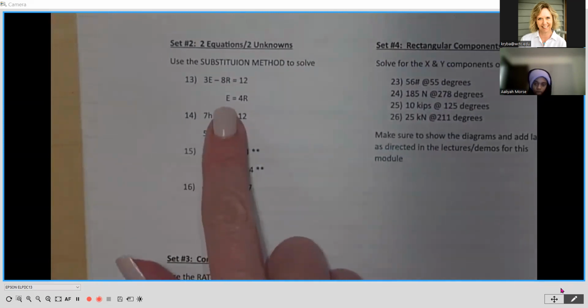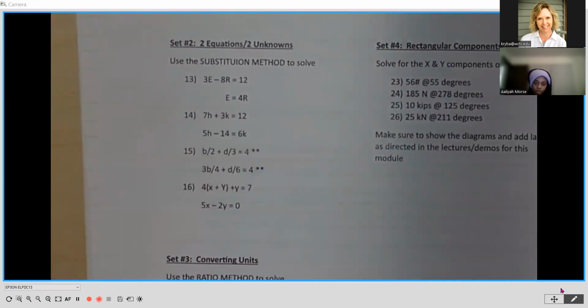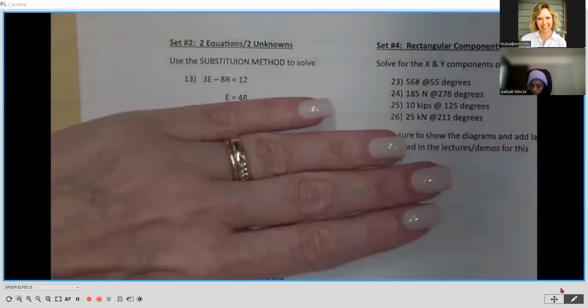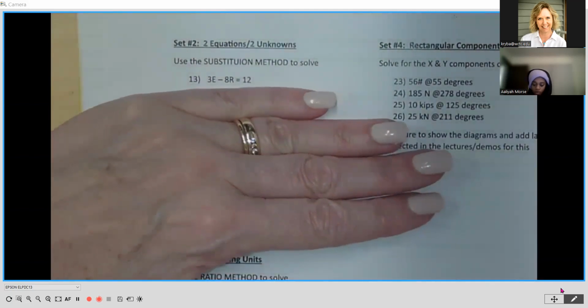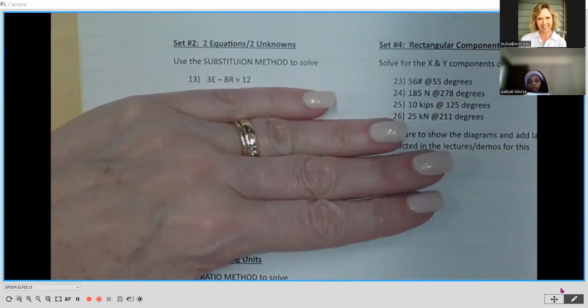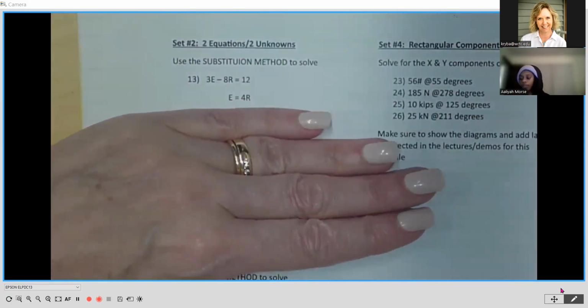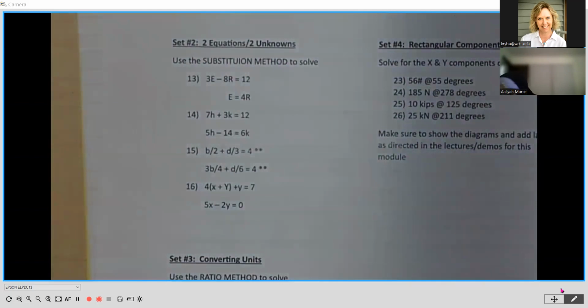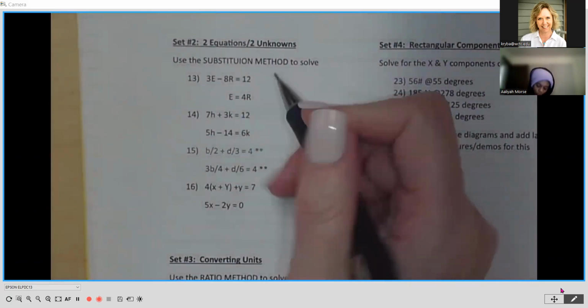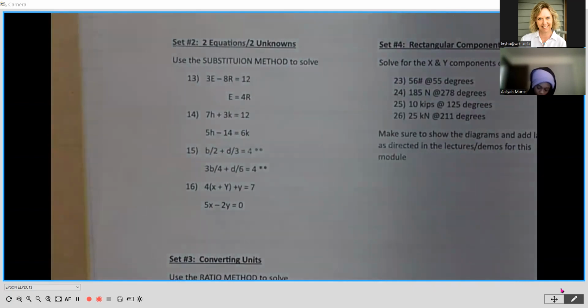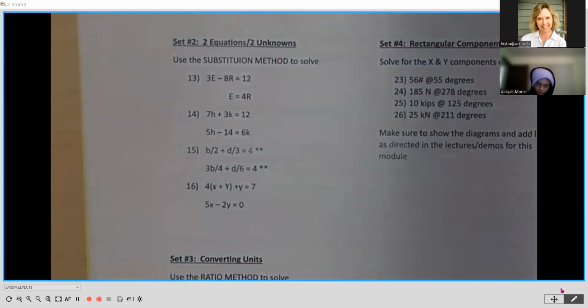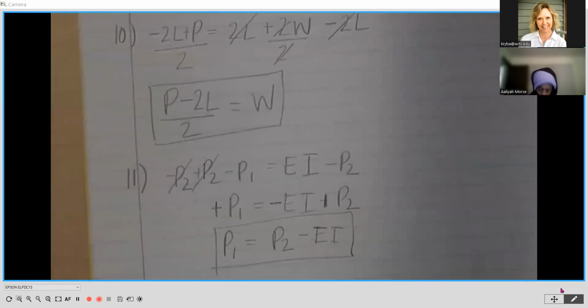You'll notice on number 13, we've got 3e minus 8r is equal to 12, and we've got e minus 4r. By itself, if we would just have the one equation, we couldn't solve for either one of these variables because there's too many variables in one algebraic equation, right? But when we have the second equation with the same two unknowns, now we've got a shot. So that's what we're going to practice, is solving this system of two linear equations when they have the same two unknowns.